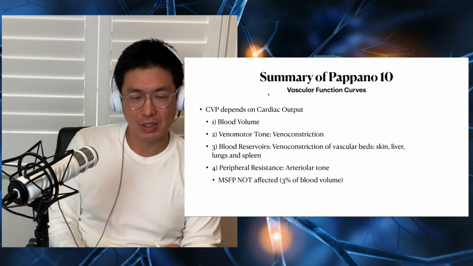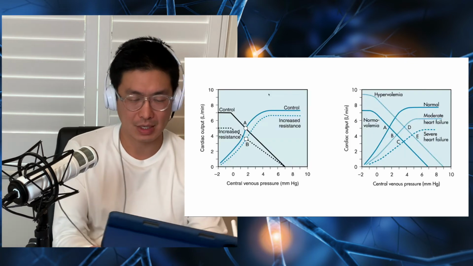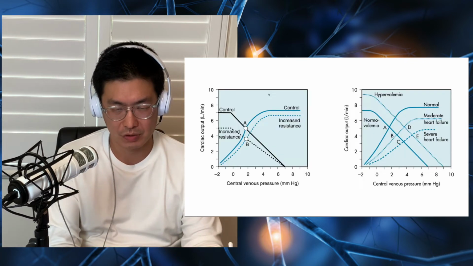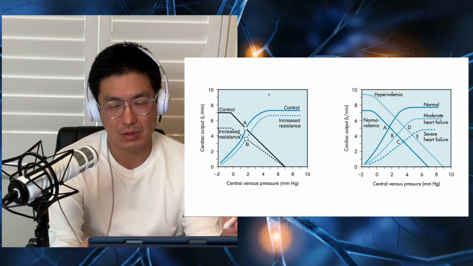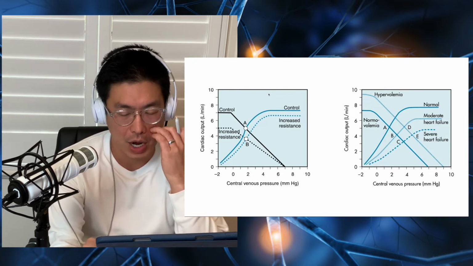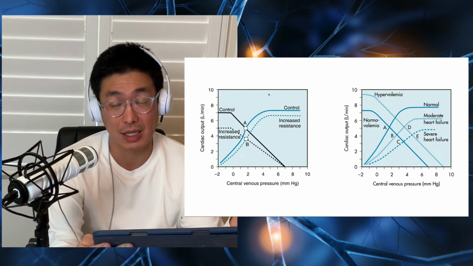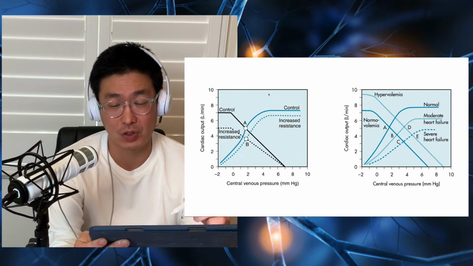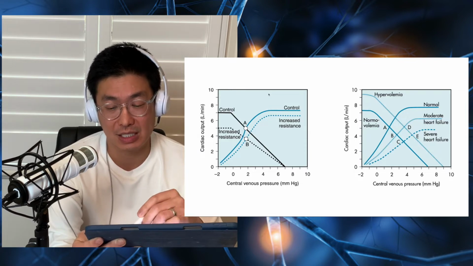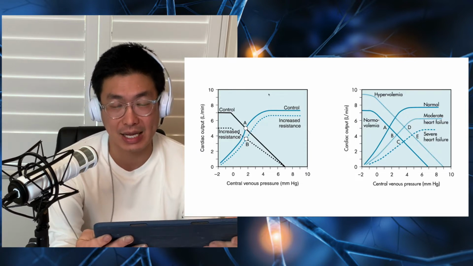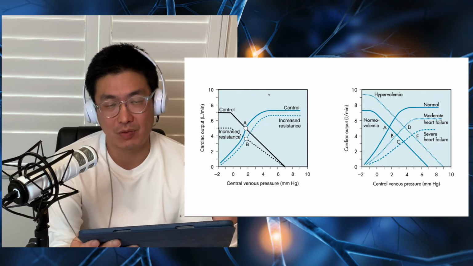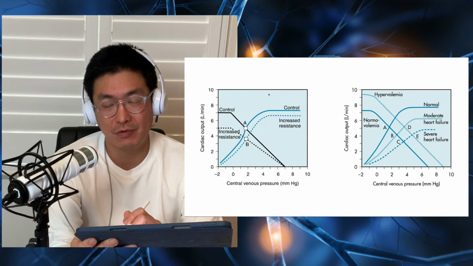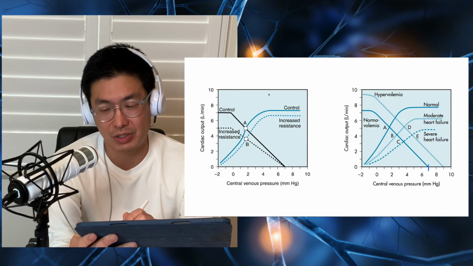Now, I've got a little exercise here, and what I'm going to show you are those concepts. You can see that the way that Pappano has drawn them is, I think, the way that we're more familiar with, with the CVP on the x-axis and the cardiac output on the y-axis. I just want to start off with the idea of blood volume. So now your mean systemic filling pressure is here.